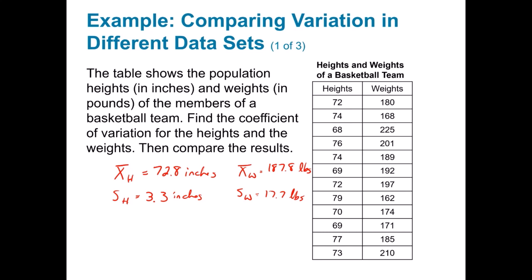percentage relative to its own measurement, so relative to its own middle, and then say which one's effectively more spread out. So if we do that, the coefficient of variation for height is always going to be standard deviation divided by mean, which usually means it's going to be the smaller number divided by the bigger number. Not always, but usually that's the case. Usually your standard deviation is not as large as your mean. So in this case, it's going to be the 3.3 inches divided by 72.8 inches times 100.